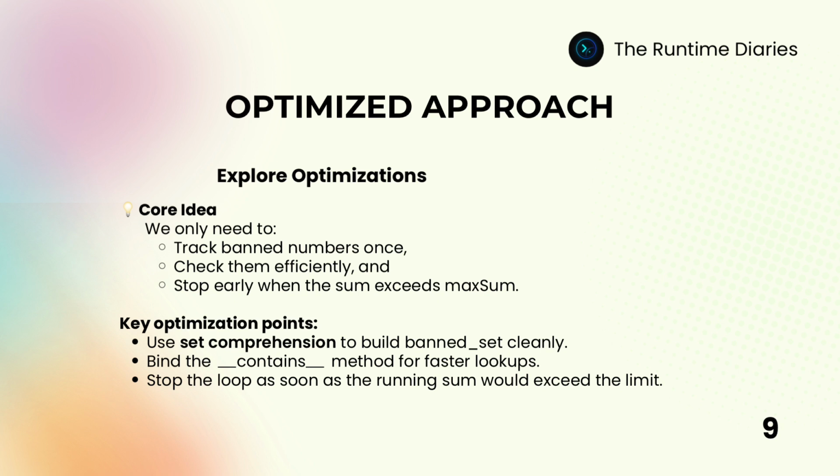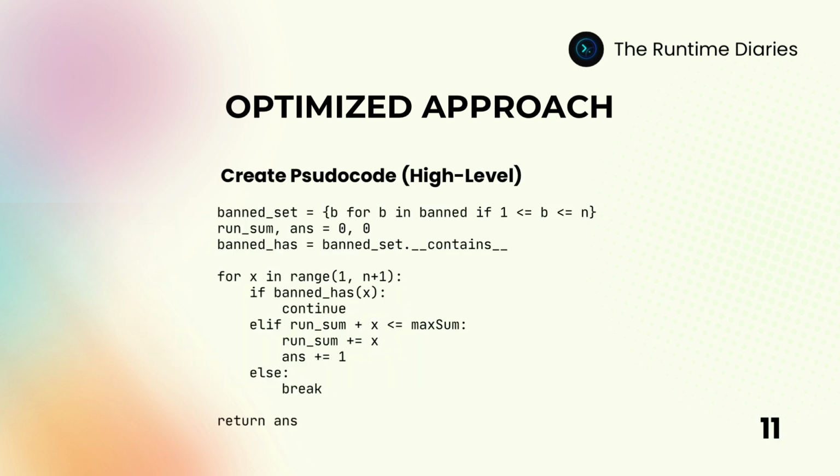Enter the optimized version. The core idea is the same, but we strip away everything we don't need. Instead of juggling sets back and forth, we create a clean set comprehension for the band numbers. So in this code, we can see brackets, and inside the brackets, b for b in band if 1 <= b <= n. This ensures we only store values that actually exist in our range.